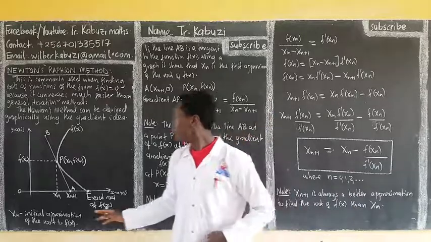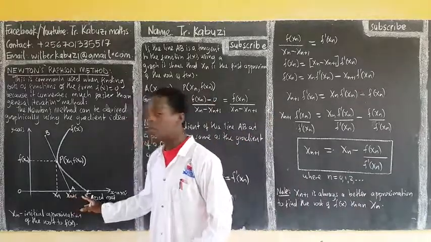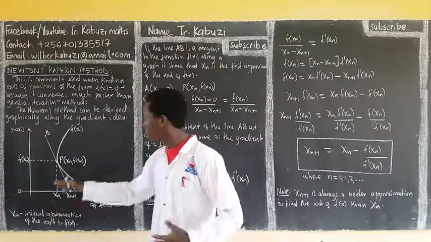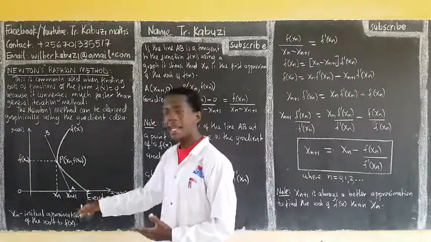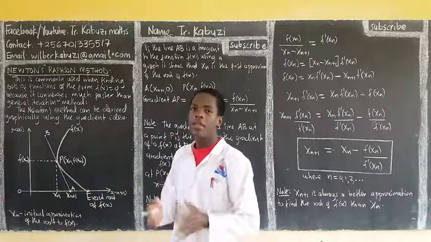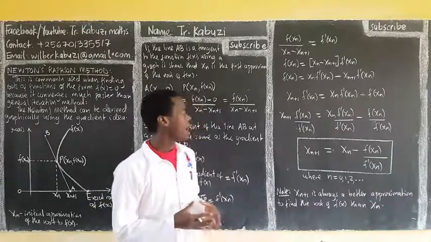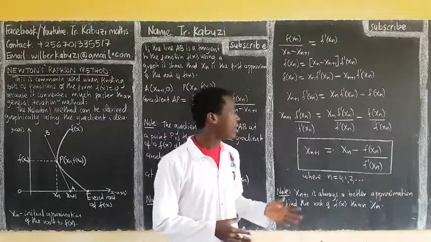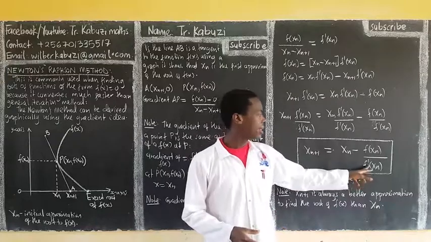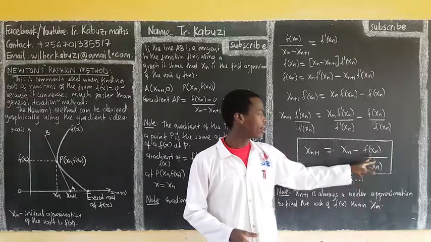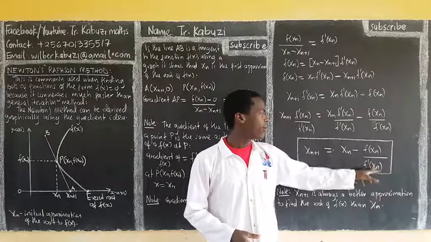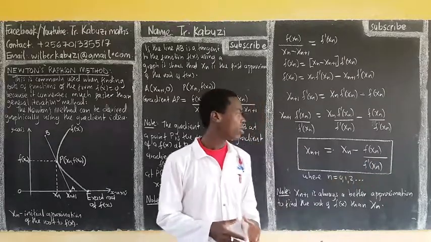Why? Because from here you can see that this one is closer to the root than this. So when you move closer and closer, the next xn plus 1 is always going to be a better root. Now, all you need to know is that this is the function over its derivative. You can see this function over its derivative when you are substituting in the initial root.